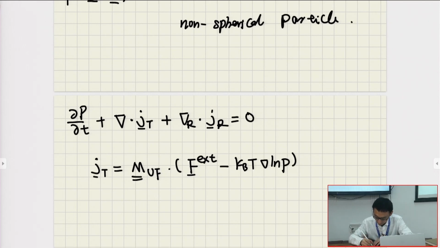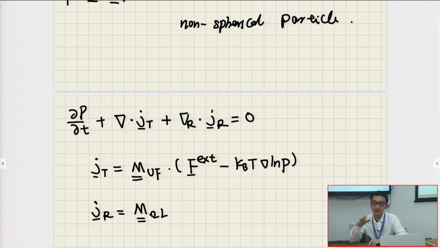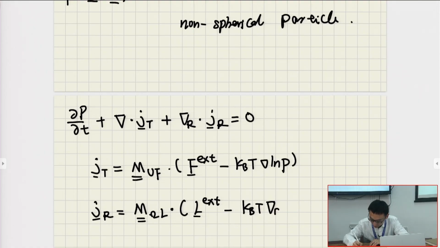Similarly, the rotational flux, we can write down in the same way. In this case, it's just the mobility in the orientation space for angular coordinates. So that's coupling the torque to the angular velocity. So if we apply external torque, then we would have this term. Then similarly, grad R of log P.